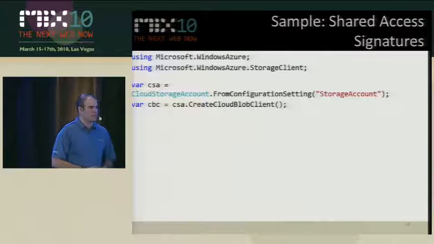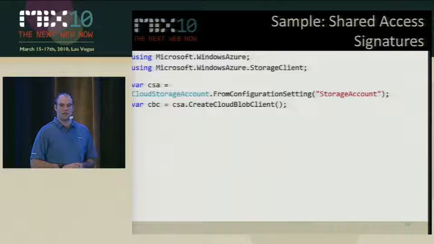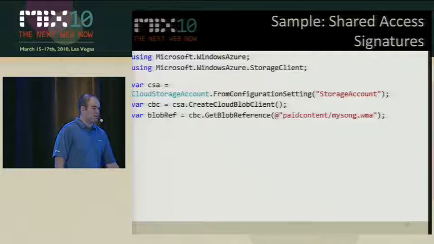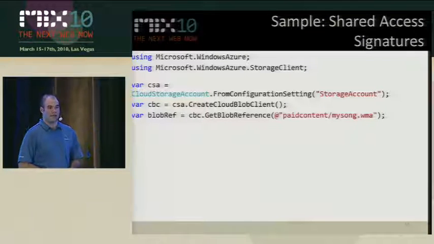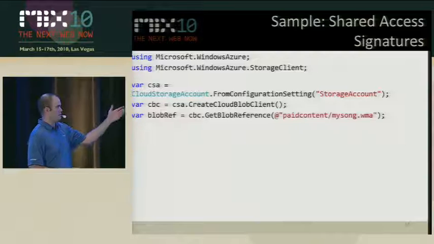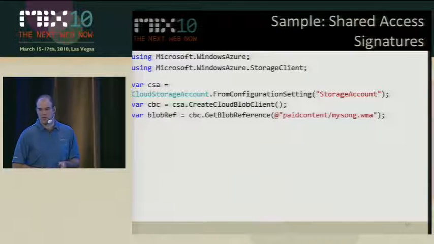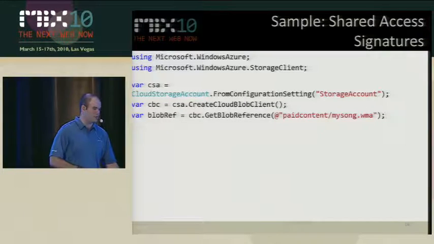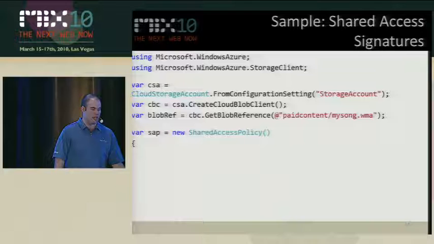And the second thing that I'll do is I'll create a cloud blob client, which allows me to manipulate blobs under that account. And then I will get a reference to the specific blob that I'd like to access. And in this case, I have some container, which is paid content, and I have a WMA that I want to sell to somebody. And so now that I've gotten that reference, I'll set it aside for a moment, and I'll set up a shared access policy.